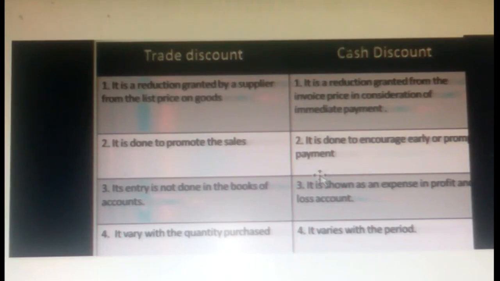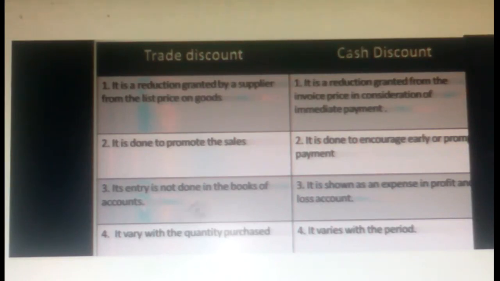Coming to the cash discount, it is given to encourage early, prompt payment. When you pay immediately, you get some benefit, correct? That's why they will give you a 10 percent discount. This also promotes sales. The cash discount is shown as an expense in the profit and loss account. Later on you will know the meaning of the profit and loss account. But a trade discount is never shown.